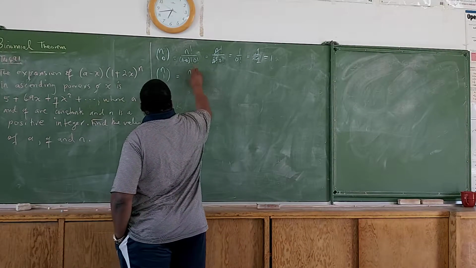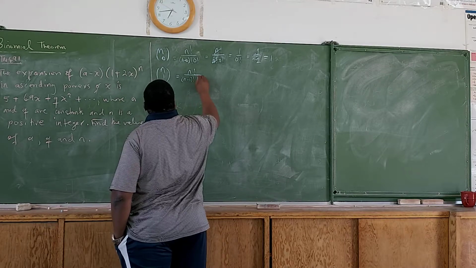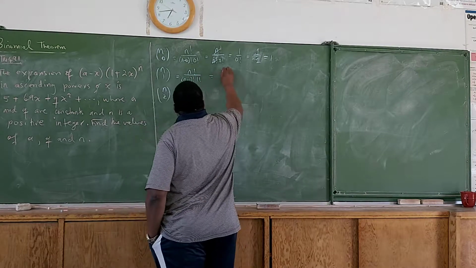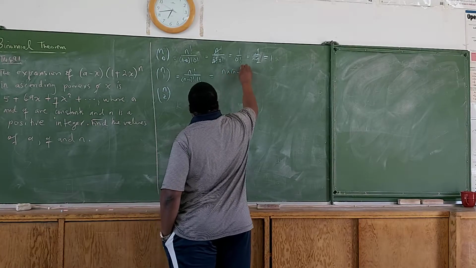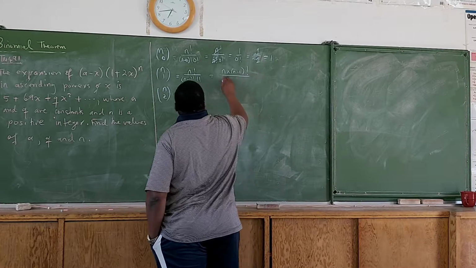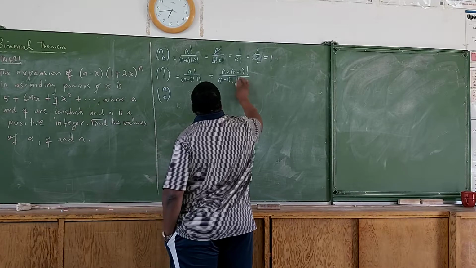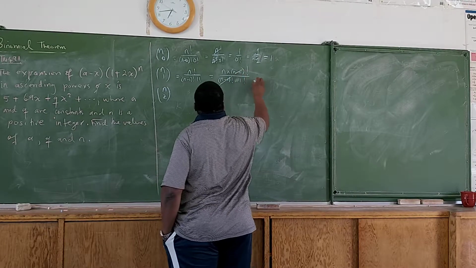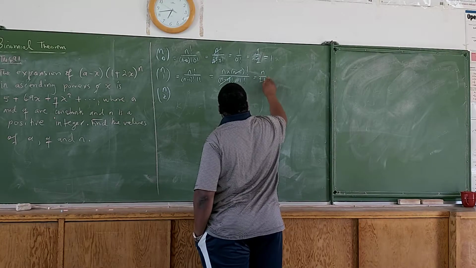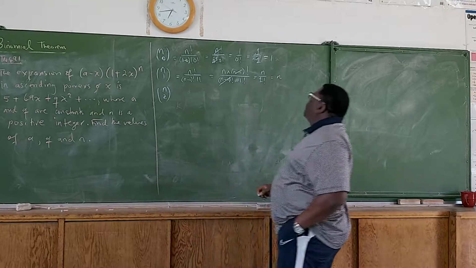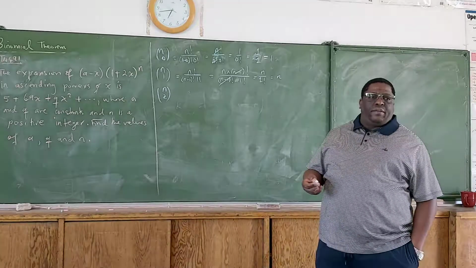Then n factorial over (n minus 1) factorial times 1 factorial, which is just n. n times (n minus 1) factorial over (n minus 1) factorial times 1 factorial. These cancel, leaving you with n over 1 factorial, which is just n. Straightforward. Okay.